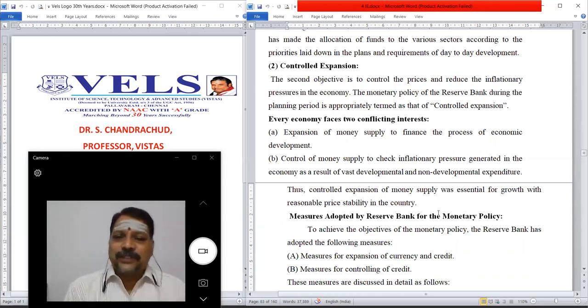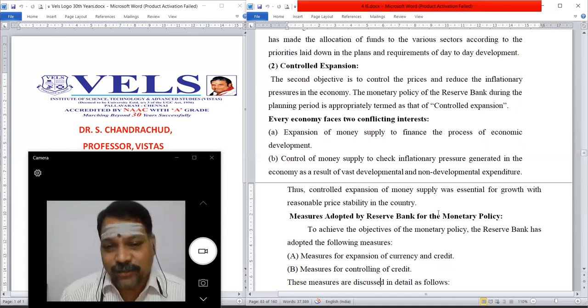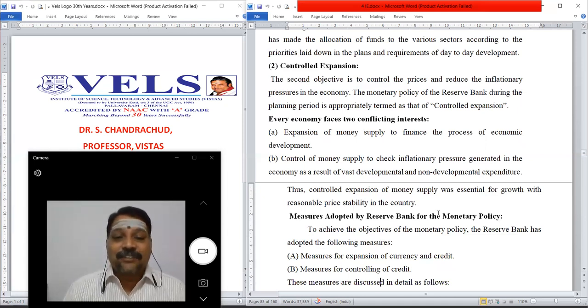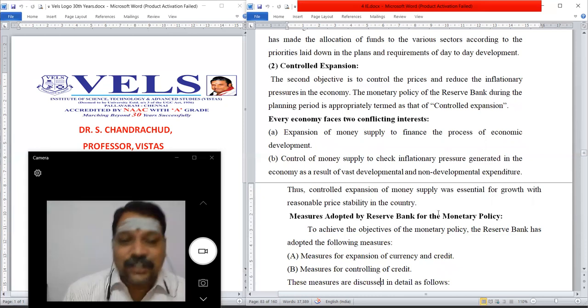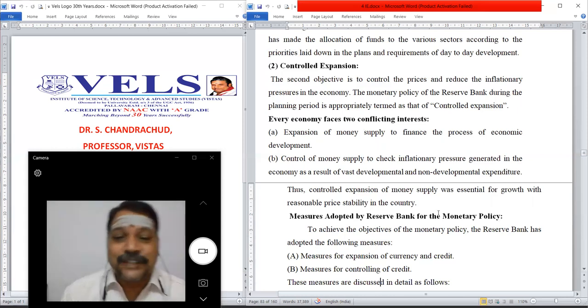Every economy is facing conflicting interests. What are they? The expansion of money supply to finance the process of economic development, but at the same time, control of money supply to check the inflationary pressure generated in the economy. As a result, vast development and non-development expenditure will take place. Thus, the controlled expansion of money supply is essential for growth with reasonable price stability.